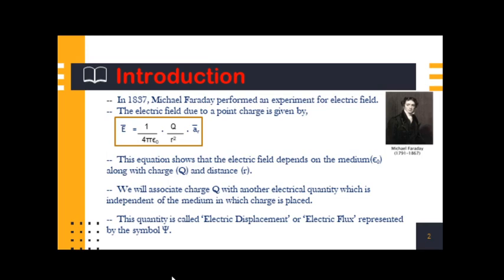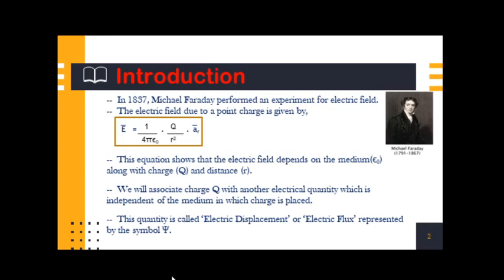The electric field due to a point charge is given by Q divided by 4 pi epsilon naught r square into AR. Here Q is nothing but the charge, epsilon naught is nothing but the absolute permittivity of the medium, r is nothing but the distance between two vectors, and AR is nothing but the unit vector.